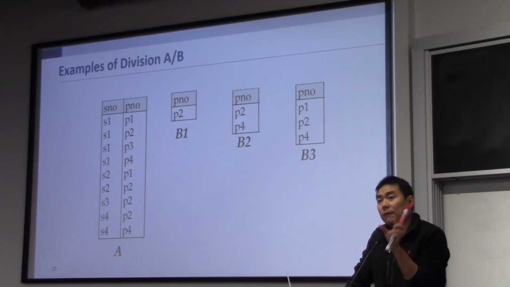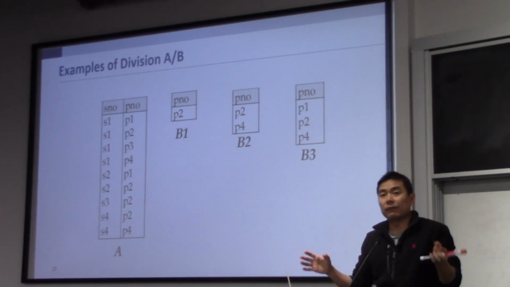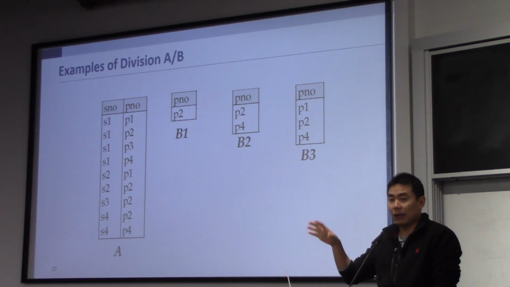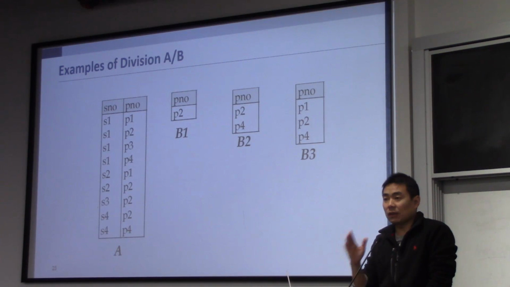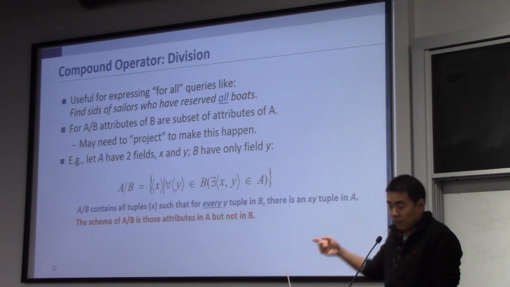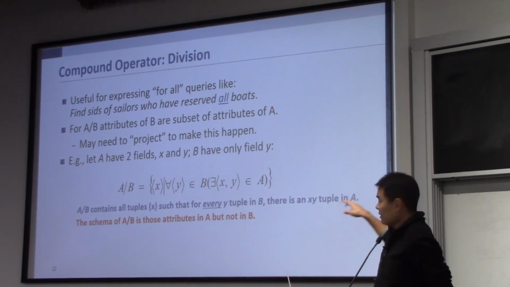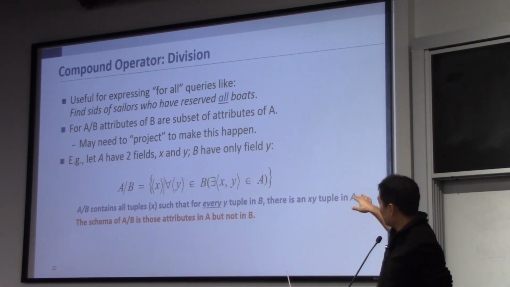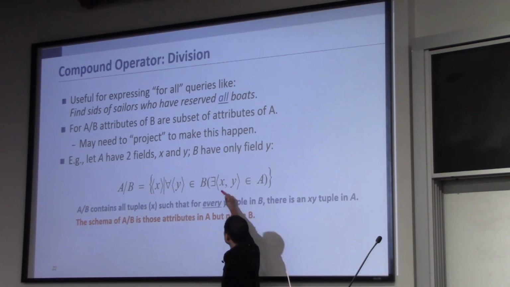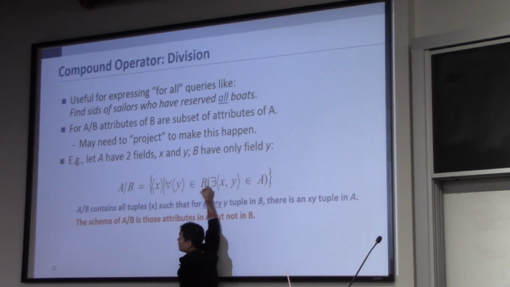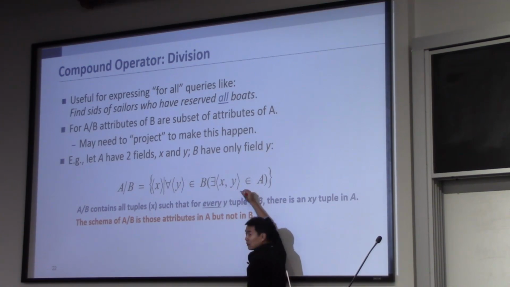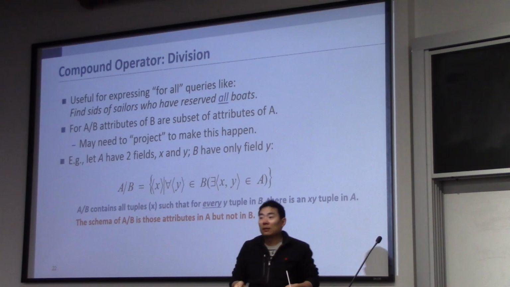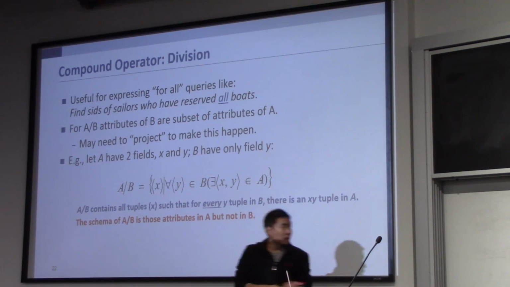One is the schema of B must be part of the schema of A, meaning all attributes in B must have appeared in the attributes of A. Otherwise, this doesn't even make sense, because you're trying to find all the x such that x and y, for any y from B, when you pair them together, appear as a record in A. Because x and y together is part of A, and y is a record in B, this implies the schema of B must be part of the schema of A. That's the first observation.